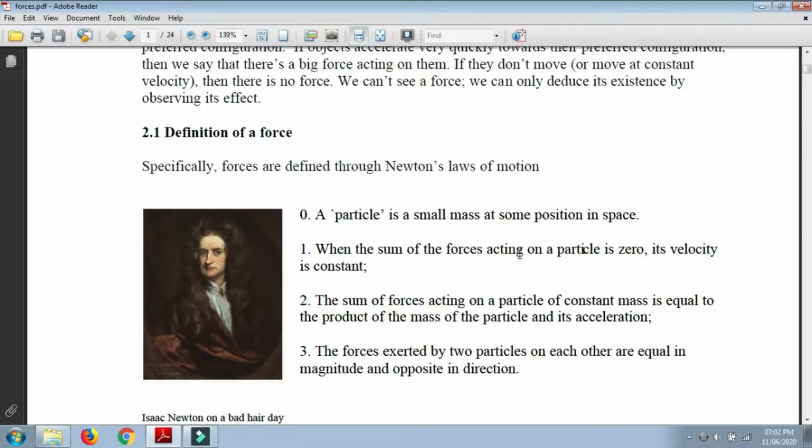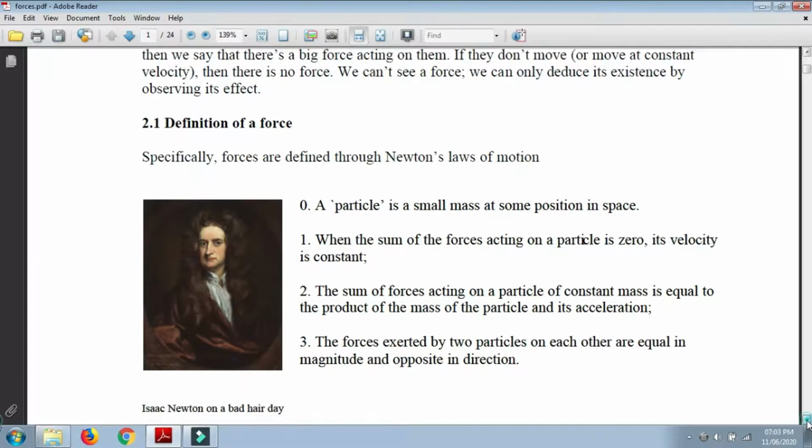What is this basically? The summation of all the forces equals 0. And the forces exerted by two particles on each other are equal in magnitude and opposite in direction. This is Newton's third law of motion. So if you are asked to define a force, there are many simple definitions you have heard, but force is best explained by virtue of these three laws of motion: Newton's first law, the second law, and the third law.